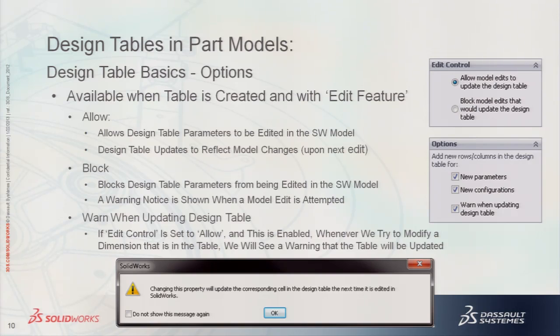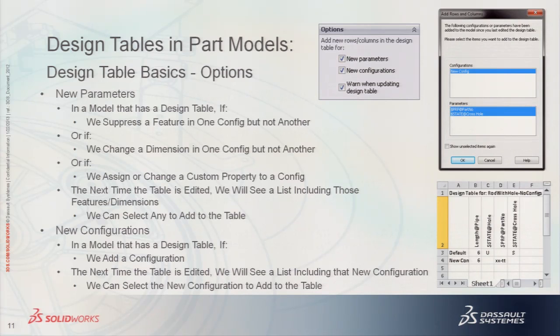All right. The next ones we got on there, new parameters and configs. Add new rows or columns in the design table for new parameters or new configurations. Let's talk about new configurations first, because that one's a little bit more straightforward. Let's say you got a design table.